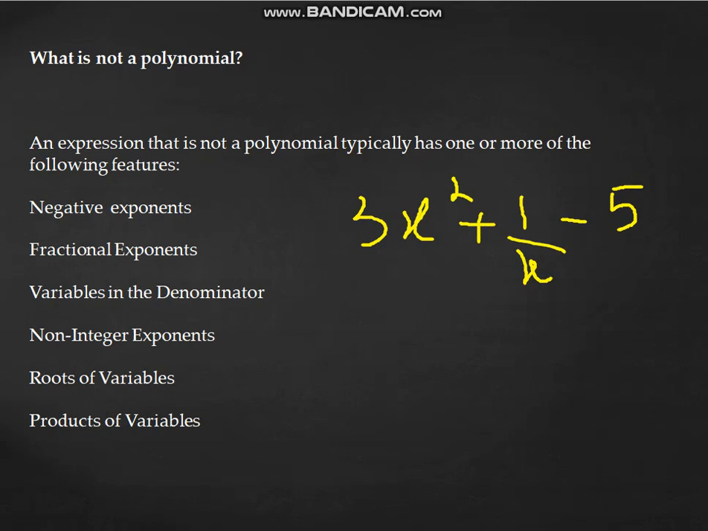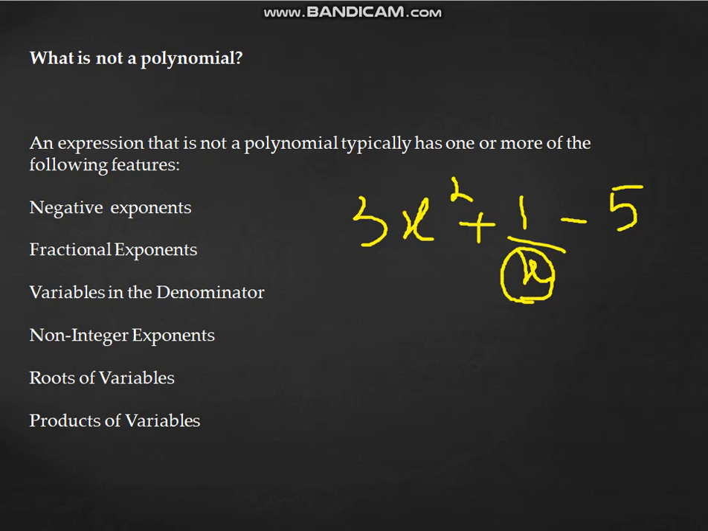Does it have any negative exponents? I don't see any negative exponents. Are there any fractional exponents? I don't see that either. But is there a variable in the denominator? Yes, we do see an x in the denominator, which makes it not a polynomial. Are there any non-integer exponents? Nope. Are there any roots of variables? Not. Are there any products of variables? Also not. So this whole term is just an expression because there's a variable in the denominator, which makes it an expression and not a polynomial.